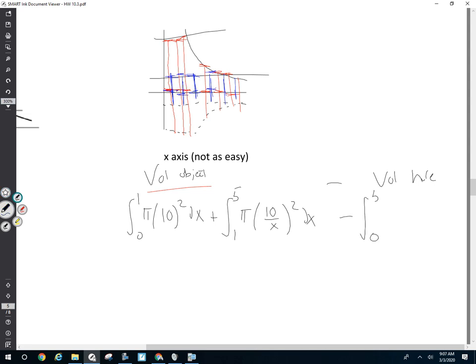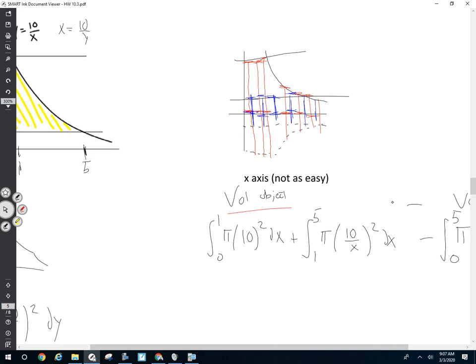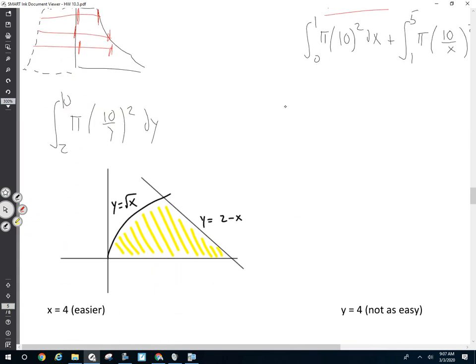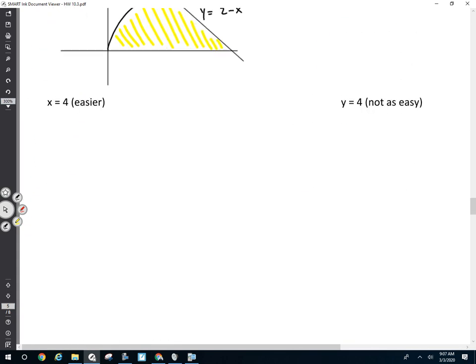I can go from 0 to 5. It doesn't change. It's always going to be 2. That's 2 squared. Okay, that 2, always the case.